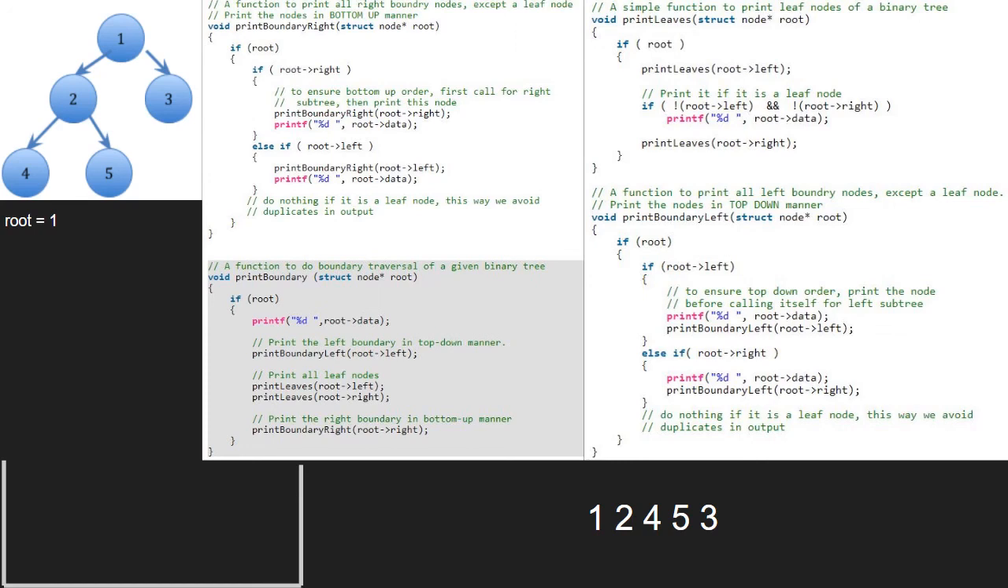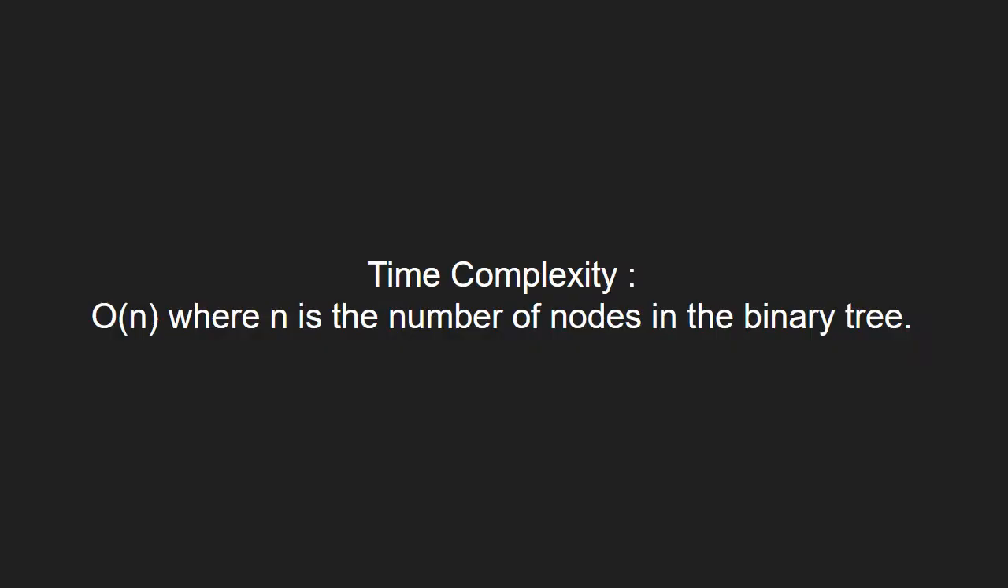Now, let us have a look at the time complexity of the program. This code will run in big O of n complexity. Here, n are the number of nodes in the binary tree.